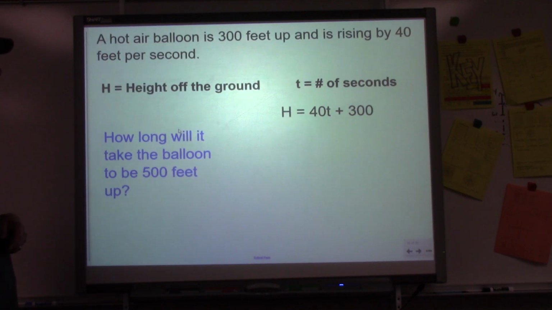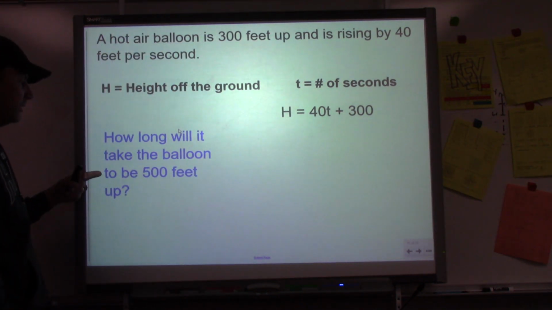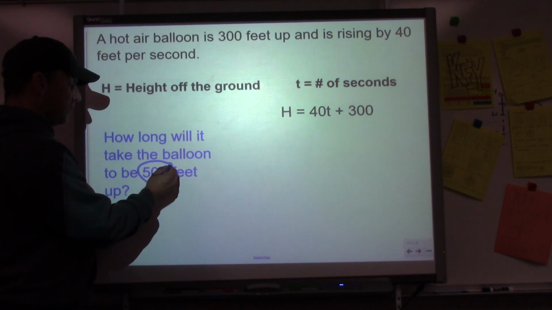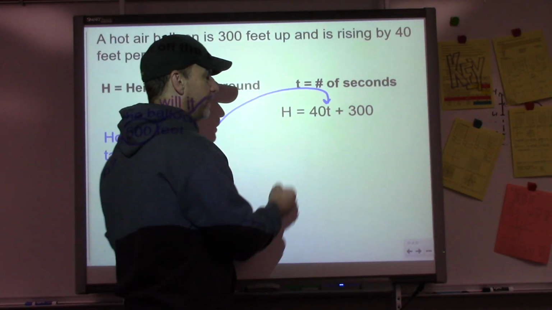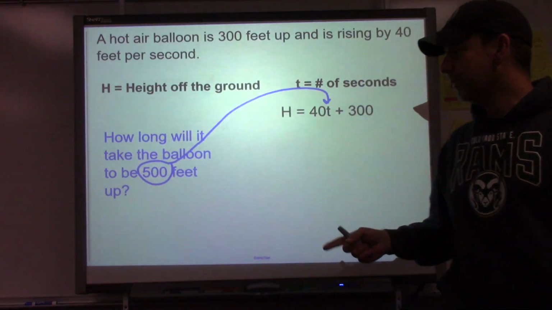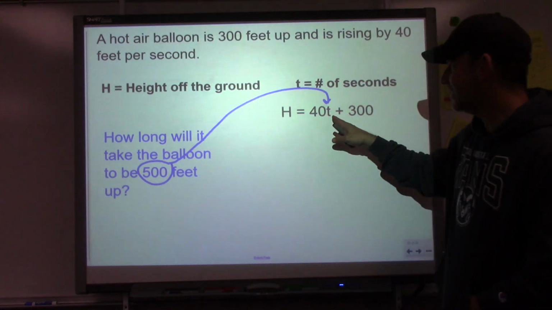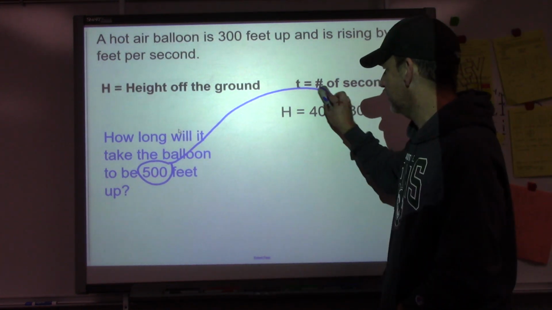Okay, last one. Hot air balloon is 300 feet up and rising by 40 feet per second. We know that's our function. How long will it take the balloon to be 500 feet up? You got to keep your brain on. I see so many people go like this, and they're like, oh, I'm just going to plug it right there. But that is not what that meant. It was 500 feet up. That wasn't 500 seconds, so it shouldn't have gone there. It should have gone, let's fix the arrow.